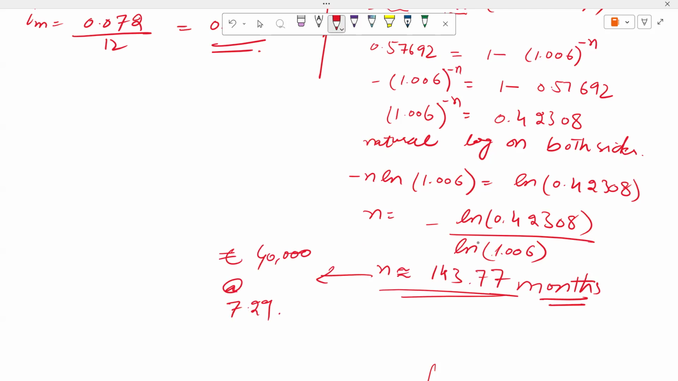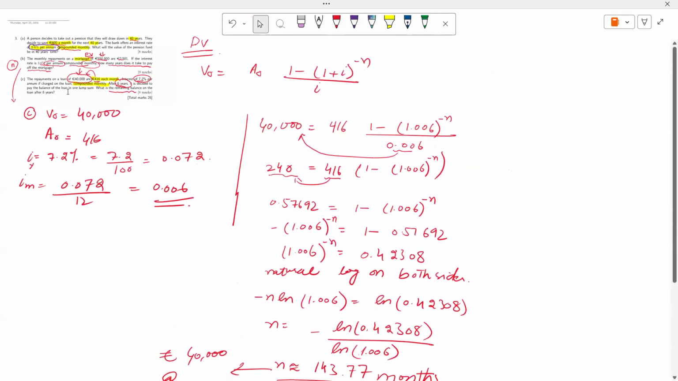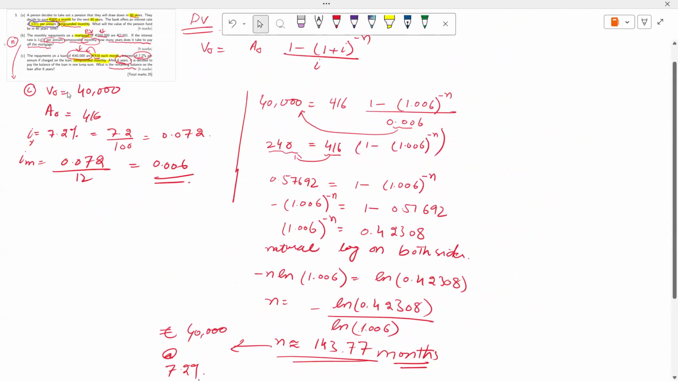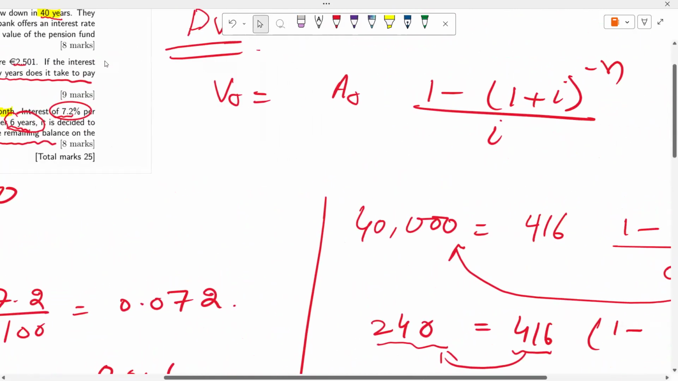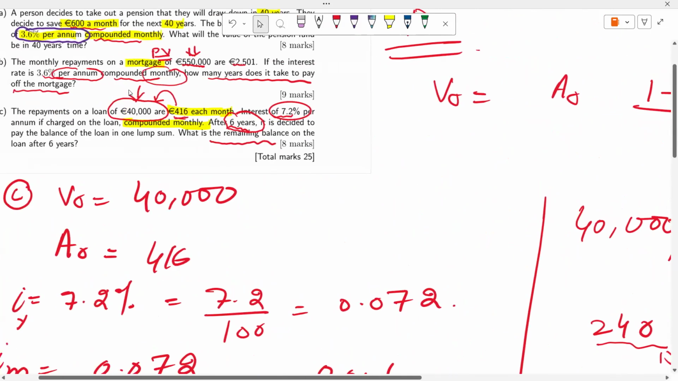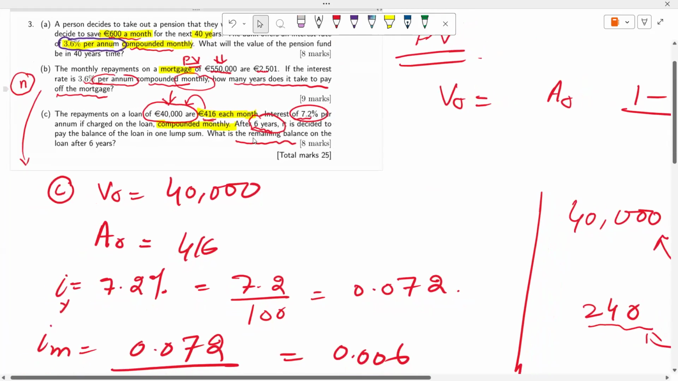So this is what I got here. What I can do is, I have already paid for 6 years. 6 years means 72 months. For 72 months, every month I paid 416 euros. And after 6 years, I don't want to pay every month. I want to get rid of this loan. So whatever my loan is left, I'll pay directly.